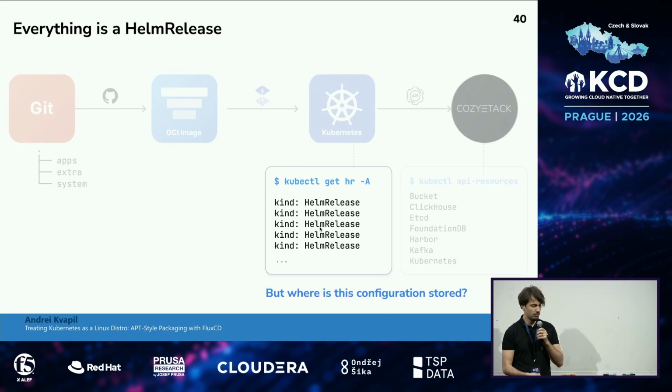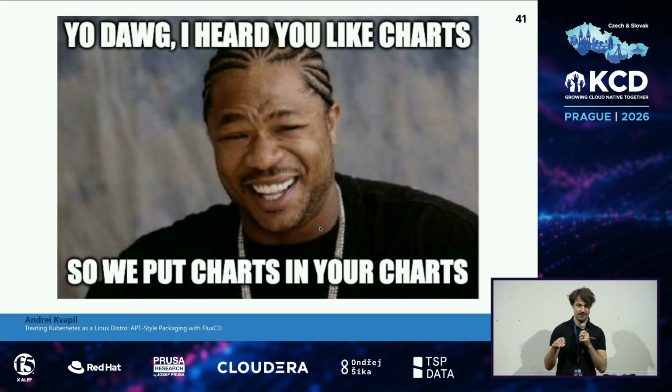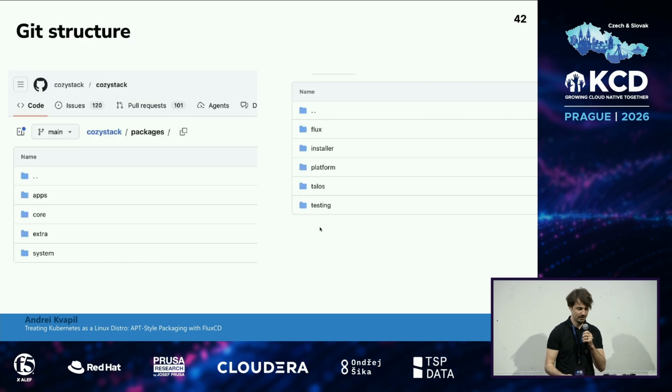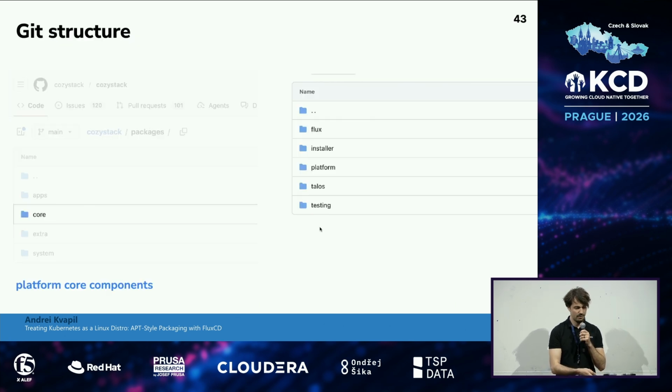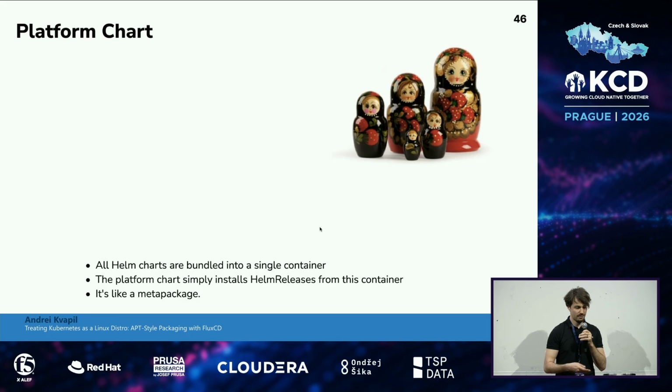But let's come back to FluxCD. Where is this configuration stored? We have an additional platform chart which holds all the configuration that should be installed in the system. In fact, we also have core platform components and this platform chart. It contains all the Helm releases. This is like a Matryoshka, which contains many Helm release configurations.